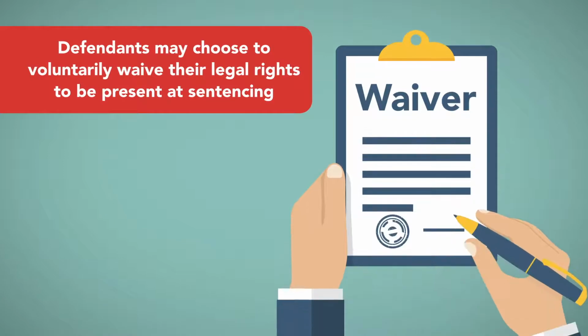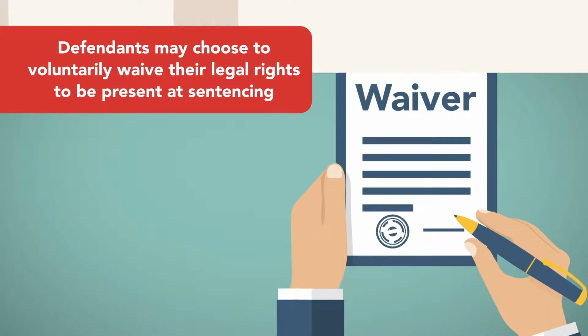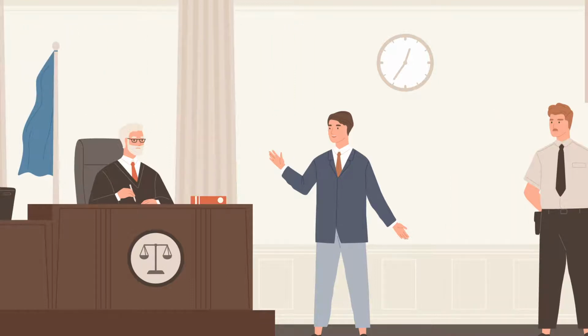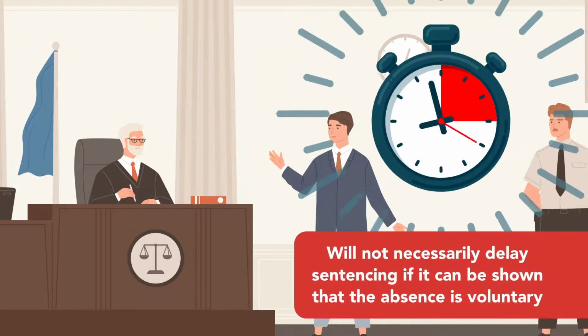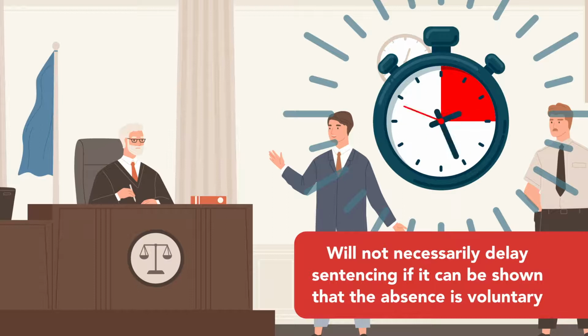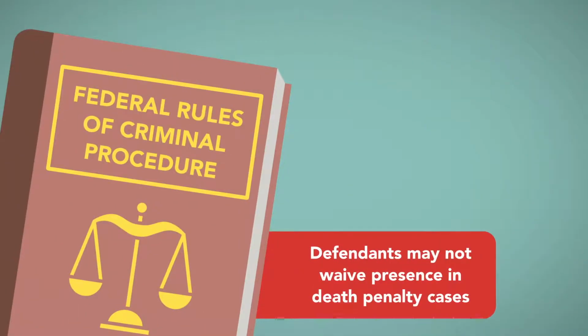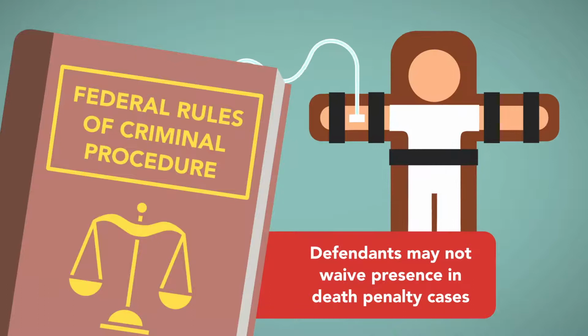Defendants may choose to voluntarily waive their legal rights to be present at sentencing. A defendant's deliberate absence from the proceeding will not necessarily delay sentencing if it can be shown that the absence is voluntary. However, at least under the federal rules, defendants may not waive presence in death penalty cases.